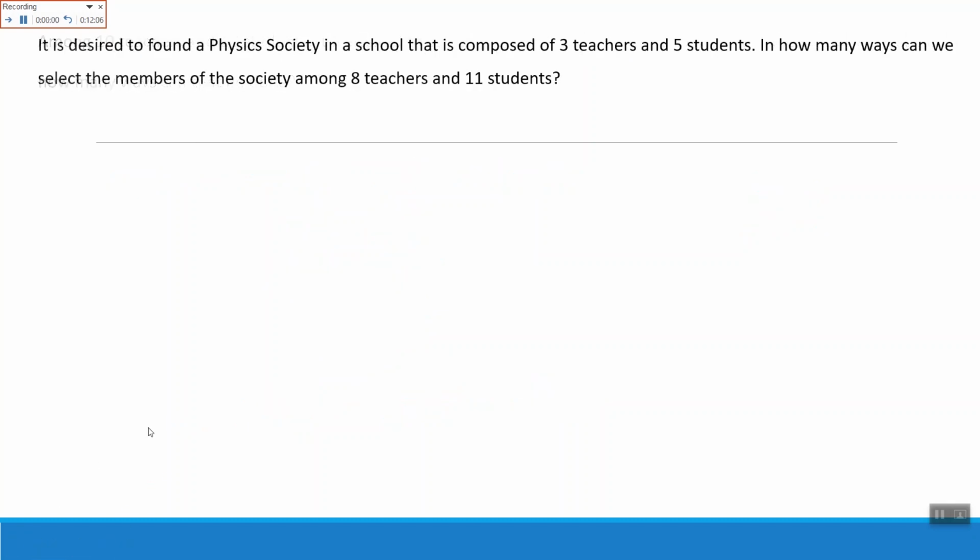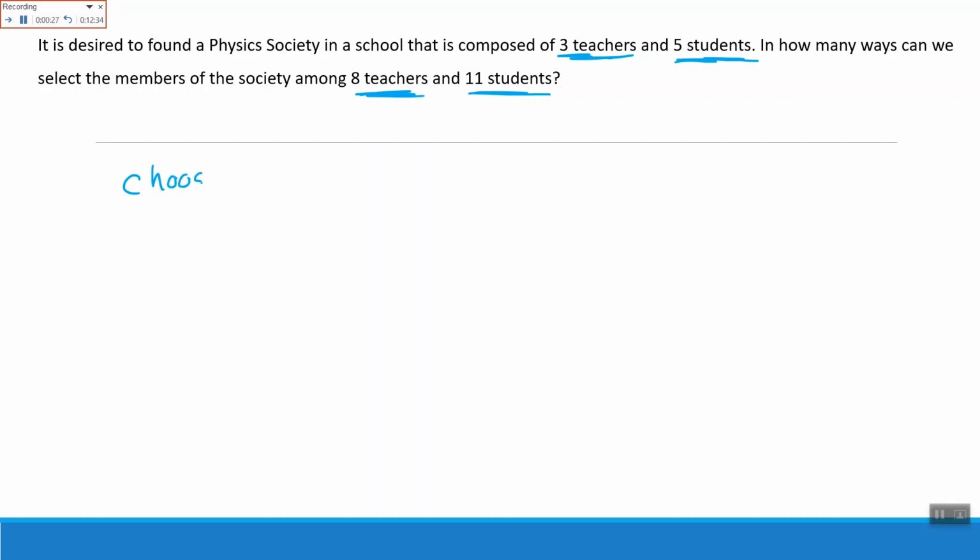Let's move on. So this question says the following. It is desired to found a physics society in a school that is composed of 3 teachers and 5 students, among 8 teachers and 11 students. Again, what we care about is the numbers. 3 teachers, 5 students among 8 teachers and 11 students. That's what we care about. I want to select 3.